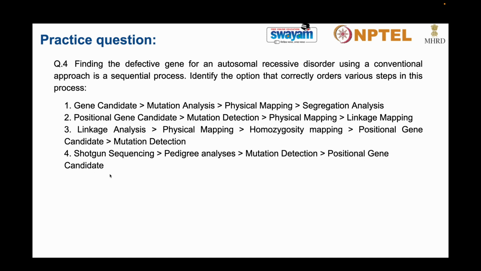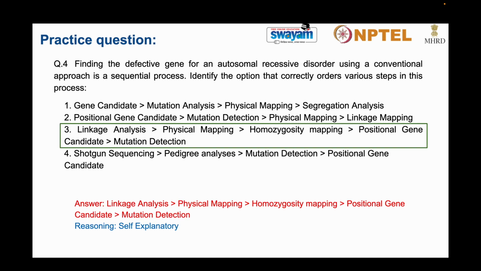So now what do you think? What will be the approach? What will be the order? From which order do we have to move further? Okay. Few students have answered option 3. Okay, let's see what is the correct answer.